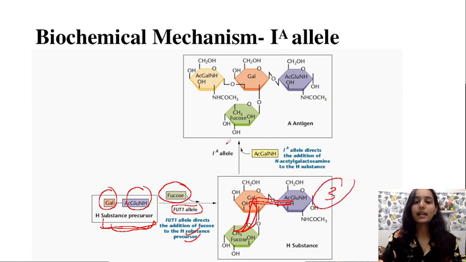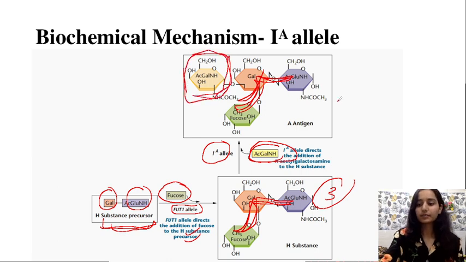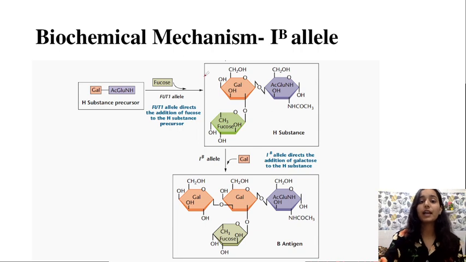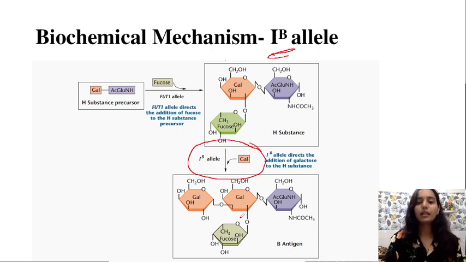If the IA allele is there, it adds N-acetylgalactosamine to this H substance, so this protruding sugar is there. Whereas if we have the IB allele, it adds galactose to the H substance.